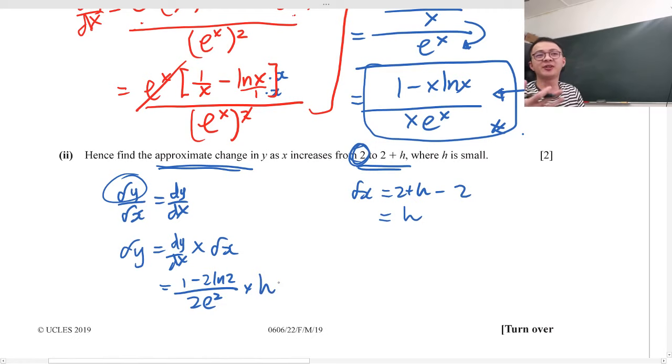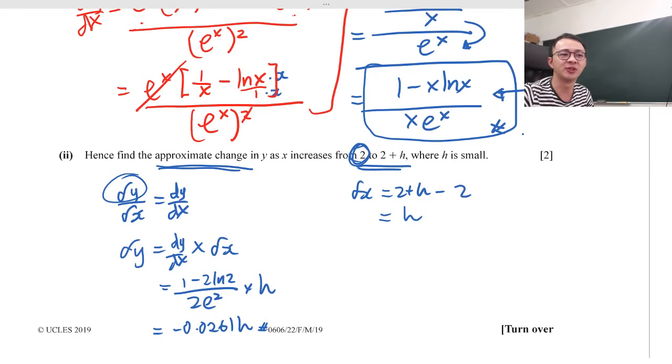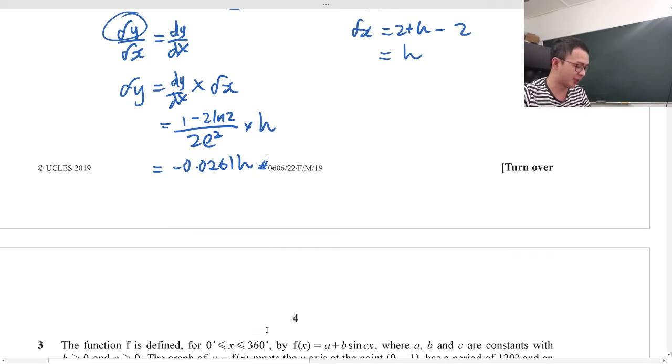If you prefer decimals, you can do that. You can use a calculator: 1 minus 2 ln 2, over 2e to the power of 2. You will get a decimal here, negative 0.0261h. Alright, it's quite straightforward. Basically, you need to know this one is a small change, and then just sub the 2 into it. It should be good. Alright, let me move on to the next one.